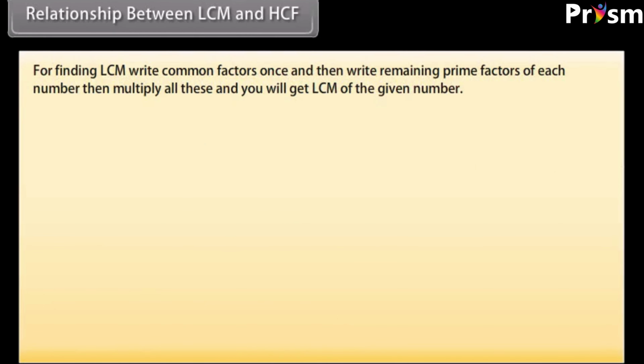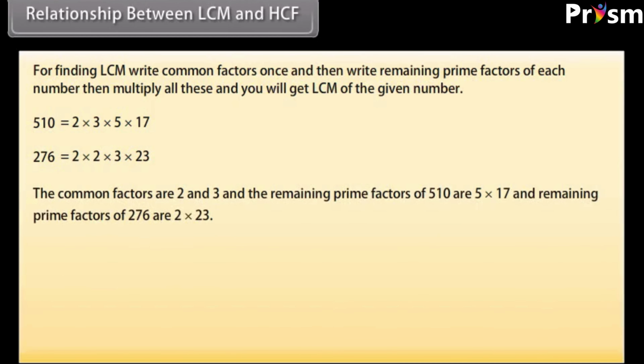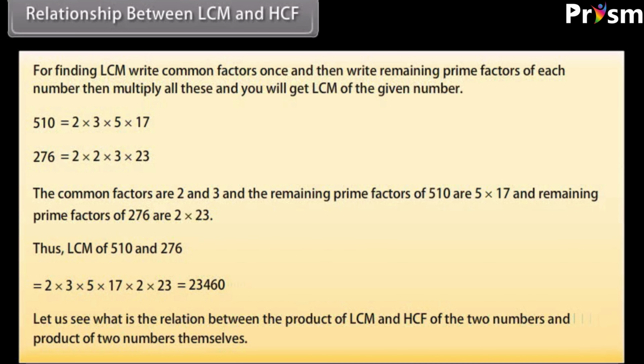For finding LCM, write common factors once and then write the remaining prime factors of each number. Then multiply all these and you will get the LCM of the given numbers. 510 is equal to 2 into 3 into 5 into 17. 276 is equal to 2 into 2 into 3 into 23. The common factors are 2 and 3, the remaining prime factors of 510 are 5 into 17, and the remaining prime factors of 276 are 2 into 23. Thus, LCM of 510 and 276 is equal to 2 into 3 into 5 into 17 into 2 into 23 equals 23,460.